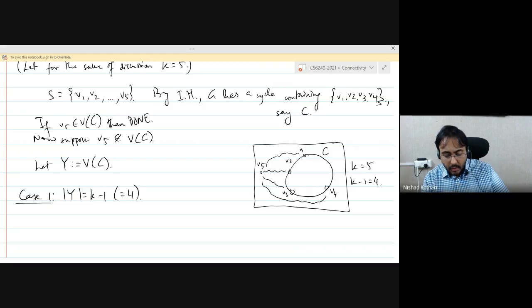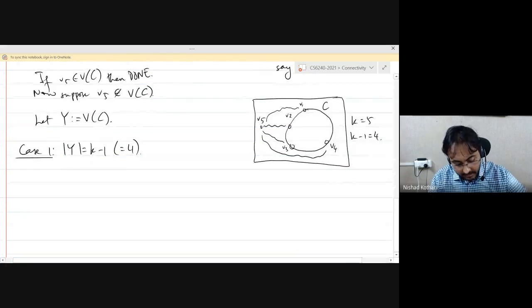Right? So what would this be? This would be a k minus 1 fan. And because my graph is k connected, it is also k minus 1 connected. And so by the fan lemma, which we haven't proved, there is a k minus 1 fan. And I can use this fan to create my cycle with all the five vertices. Right? So that's the argument here.